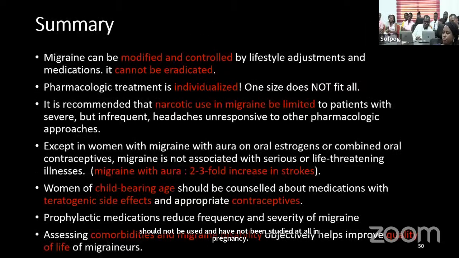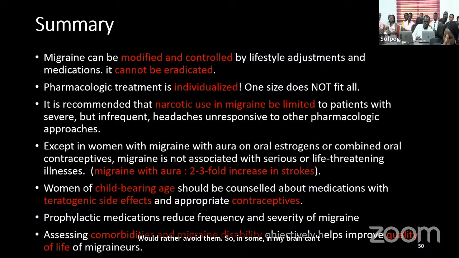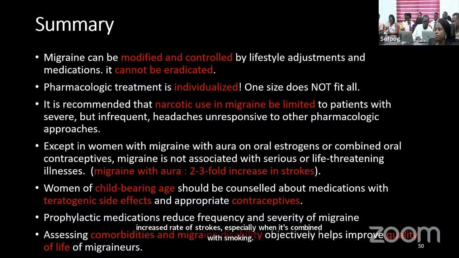So in summary, migraine can be modified and controlled. It cannot be eradicated. An individualized approach to the treatment is very important. Narcotic use in migraine should be limited to only very severe and infrequent migraine attacks, as much as possible parenteral in the emergency setting rather than oral at home. And migraine with aura is associated with a 2 to 3-fold increased risk of strokes, especially when it's combined with smoking and the use of oral contraceptive pills.